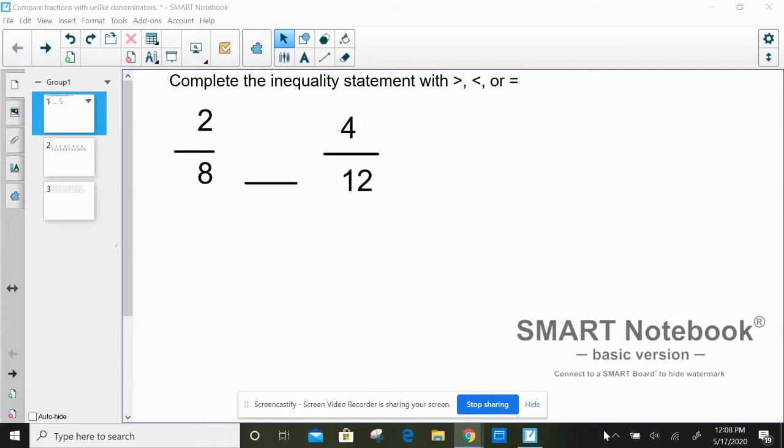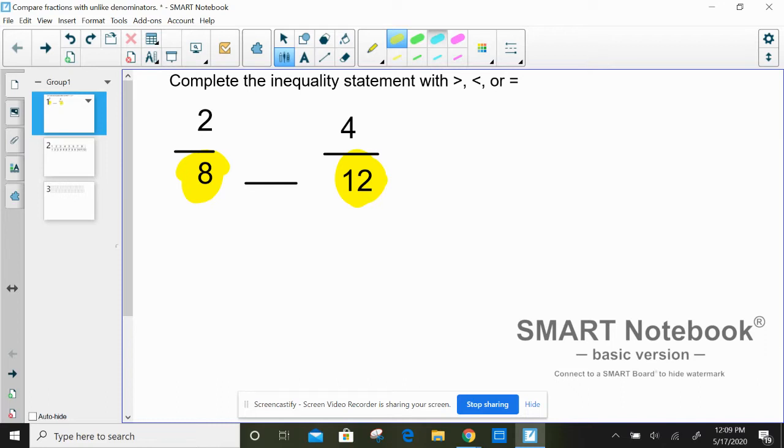In this video, I'm going to show you how to compare fractions with unlike denominators. Unlike denominators means that the denominator, the bottom number in your fraction, these two numbers here, are unlike. They're not the same. They're not both 12 or both 8. We have an 8 and a 12, so they're different.